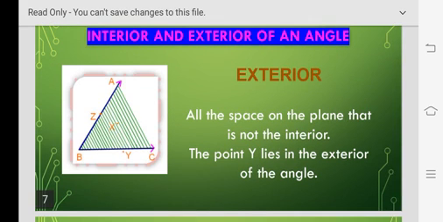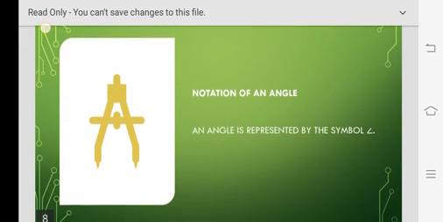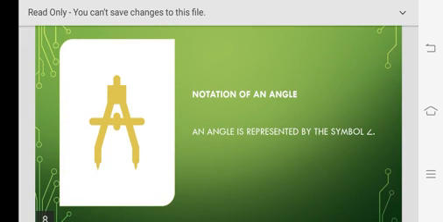Exterior. All the space on the plane that is not in the interior, outside it, is called the exterior of the angle.